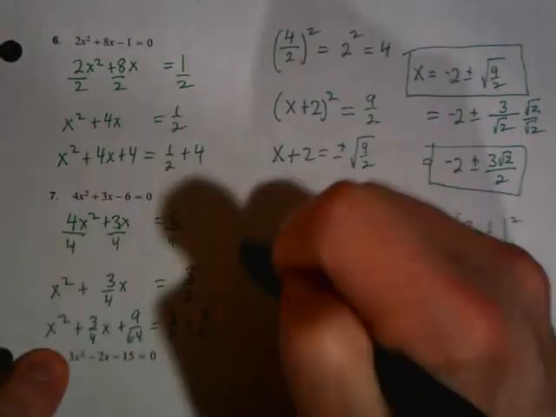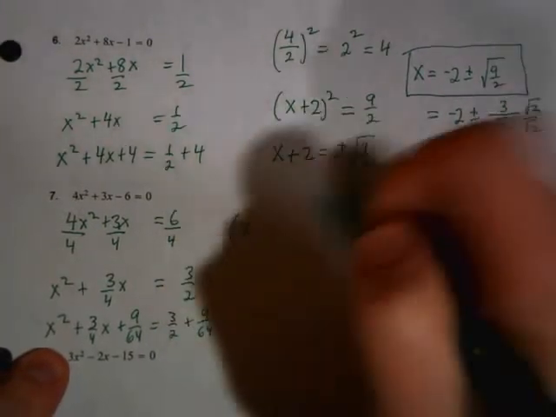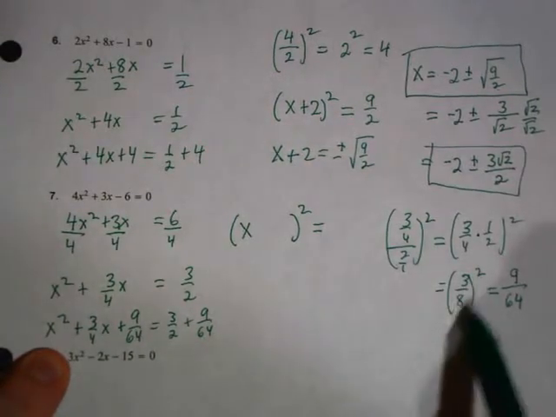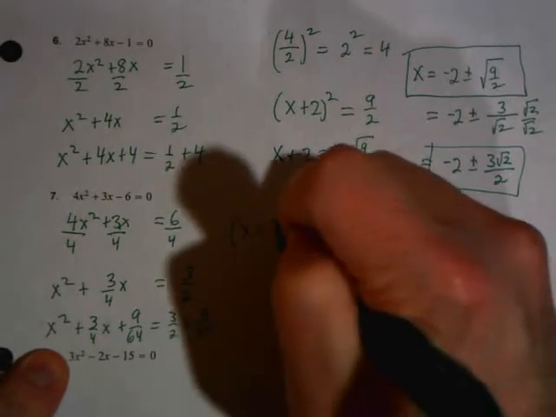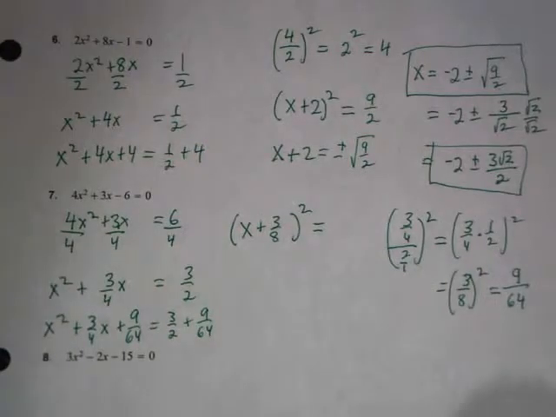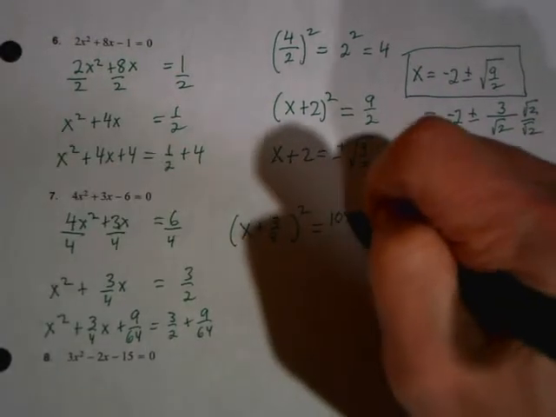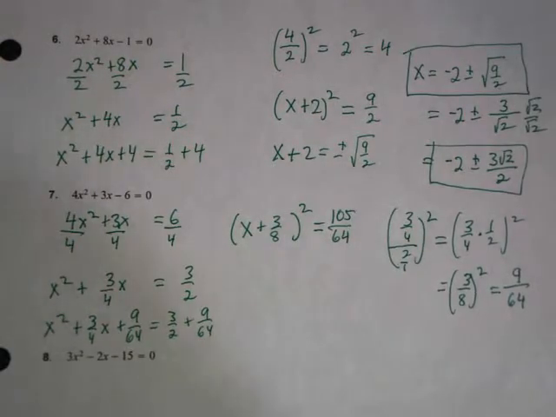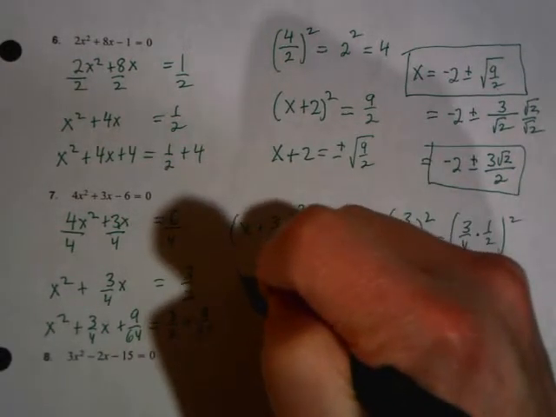The left-hand side is x, something squared. Always a number right before the squaring, so it's (x plus 3/8) squared. And then on the right-hand side, 3/2 plus 9 over 64. Yes, I'm using my calculator. Use your calculator too. 105 over 64. And notice I'm leaving all my answers in fractions. You will leave all your answers in fractions also. No decimals here.